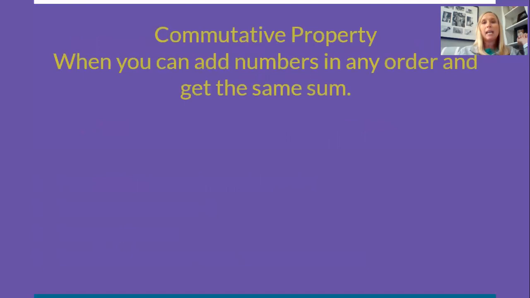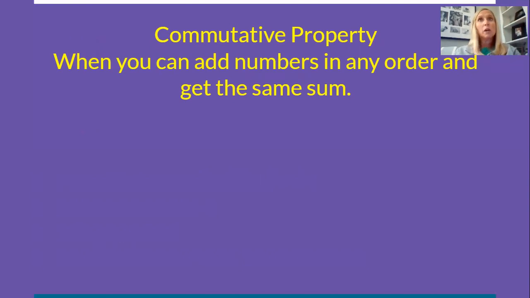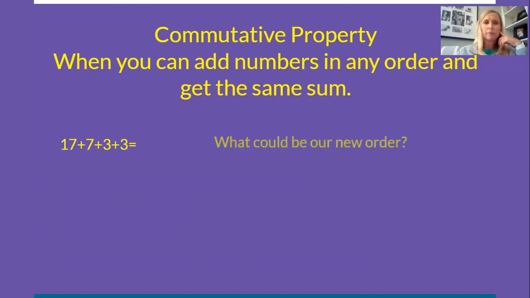Now, again, the commutative property is when you can add numbers in any order and get the same sum. So when we get a list of numbers to add, we want to put them in an order that makes it easier for us. Let's look here at 17 plus 7 plus 3 plus 3. What could be our new order? Okay, what do you think?